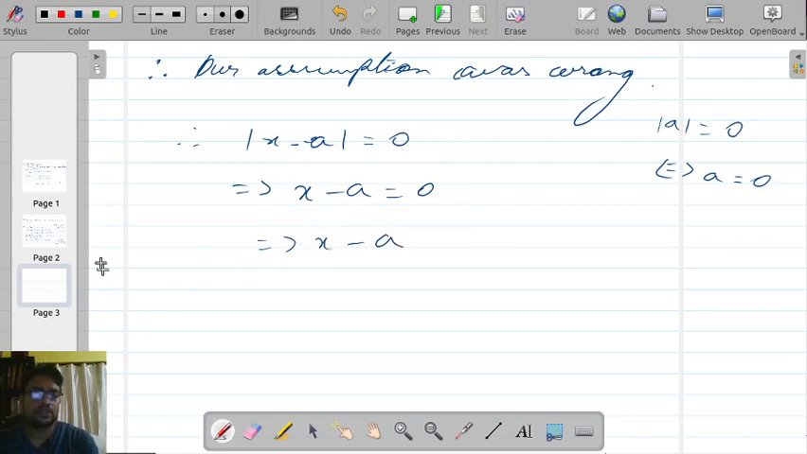Okay, so if a number x satisfies that mod of x minus a is less than epsilon for all epsilon, then this number x has to be a only. There is no other choice, right? So this property will be used several times in real analysis.